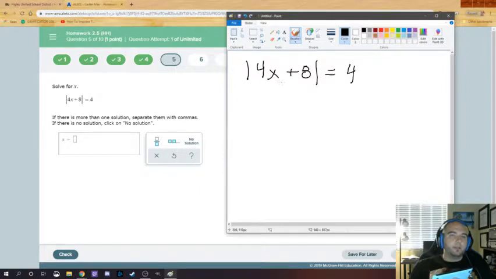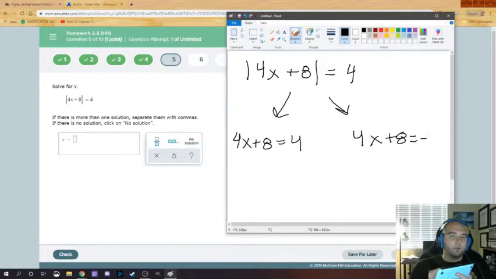Okay, mine is. Then you check, is it equal to a negative? Mine's not. If it had been equal to a negative, I'd choose no solution, but mine's okay. So if it's good to go and able to be solved, you need to do two separate problems. I would do 4x plus 8 equals 4. 4x plus 8 equals negative 4. You need to write the same thing essentially, but you're flipping the number on the right side.